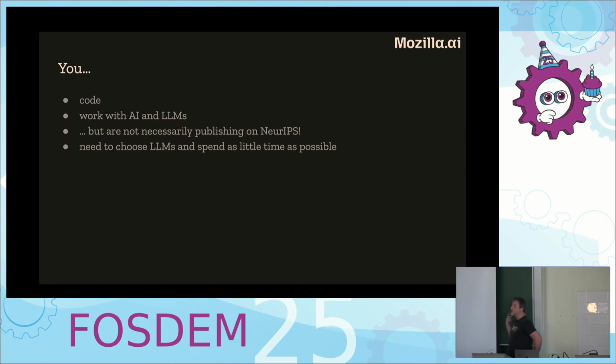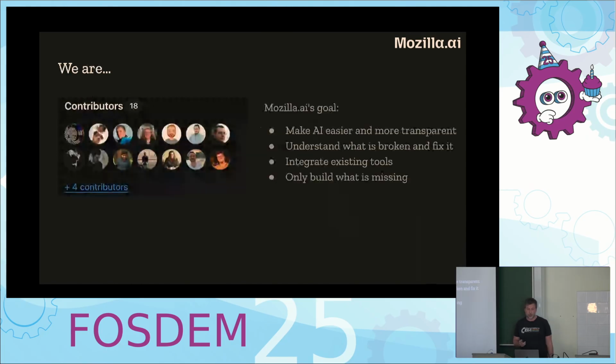Our target user is somebody who codes and works with AI and LLMs, but is not necessarily publishing on NeurIPS. There are plenty of people who just want to use models without having to develop models from scratch or even fine-tune them. There are plenty of models coming out which are already good enough to be used in some application. We just need to understand which is the best one for our specific use case. And we also want to be aware that just trying all these models takes a lot of time, so we would like to make this step easier for everyone.